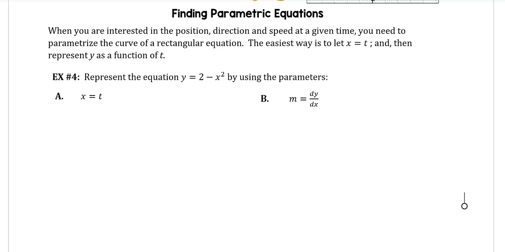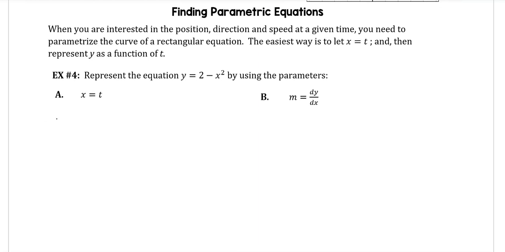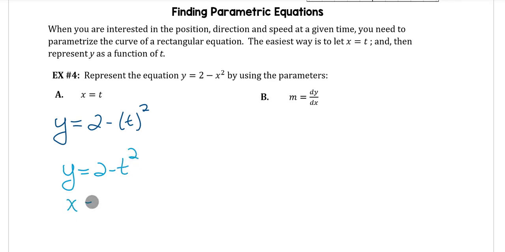So we already have one. x equals t is our first one. So in our y equation in part A, we're going to replace x with t. So this is going to become t squared. So our parametric equations are going to be y equals 2 minus t squared and x equals t.